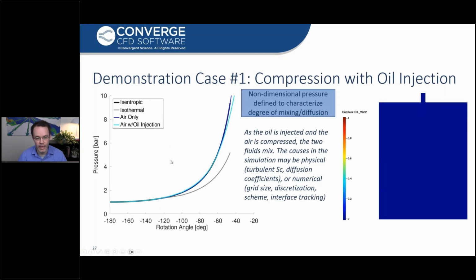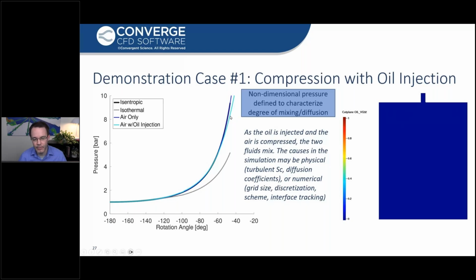If we compare this to a case with air only and no oil injection, you'll see that pressure lies almost exactly on that isentropic compression line. So our blue curve is a case with air injection, with no oil injection, whereas the cyan curve is the curve from the case with oil injection included. And you'll see that there's kind of two effects of the oil, one of them very subtle, a slight increase in the pressure during the time of the injection. But then secondly, more importantly, by the end of the compression process, you see that pressure in the cylinder is quite a bit less than it was with the air only, or compared to the isentropic compression condition.